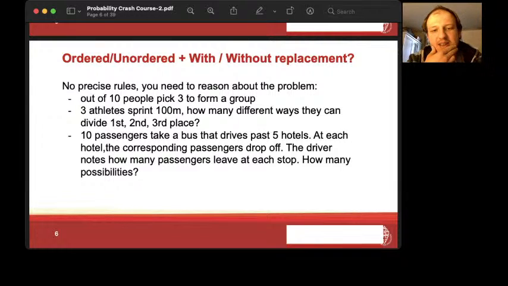I'll explain this. You have sort of 5 bins. No, you have 10 people, and then for everyone you have to allocate a hotel. But then you can have the same hotel applied to several people.